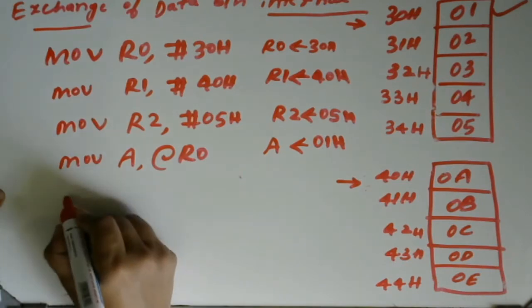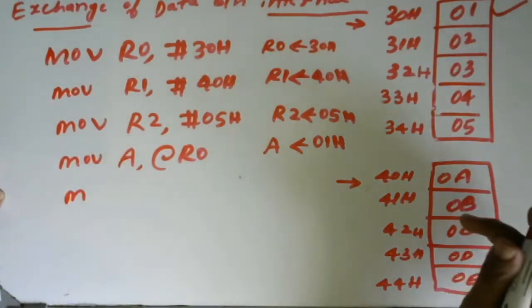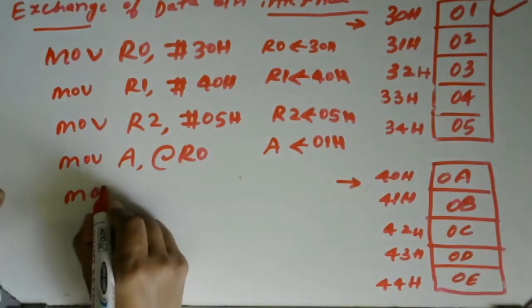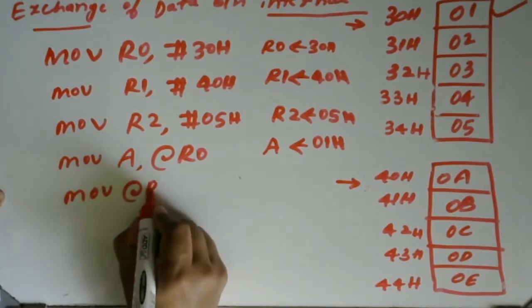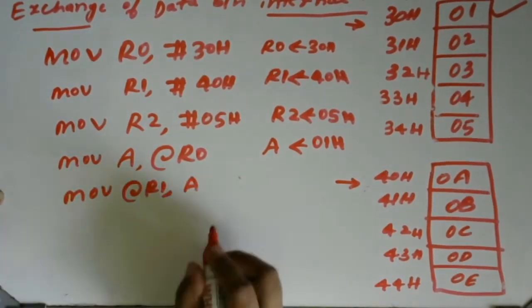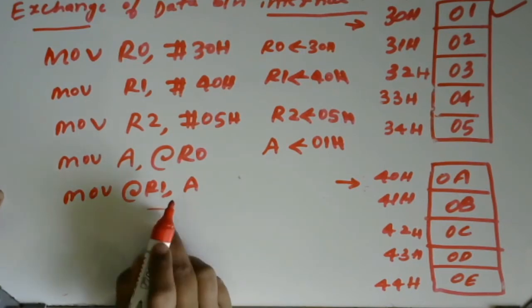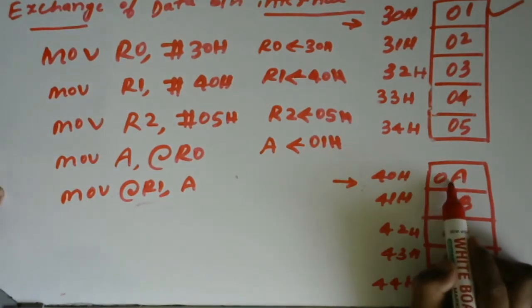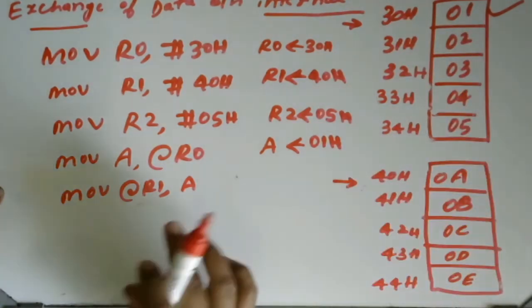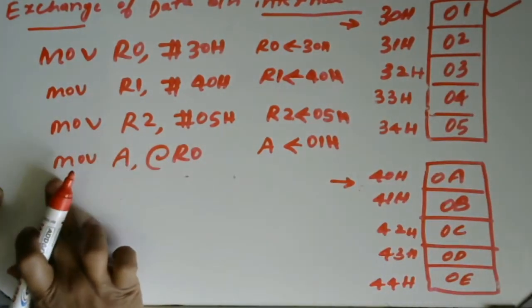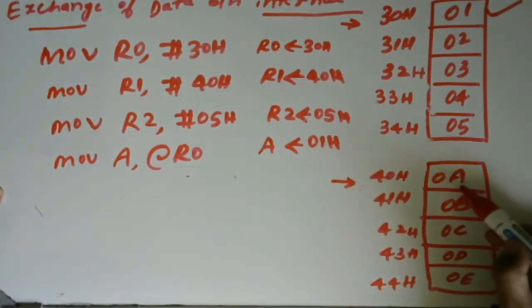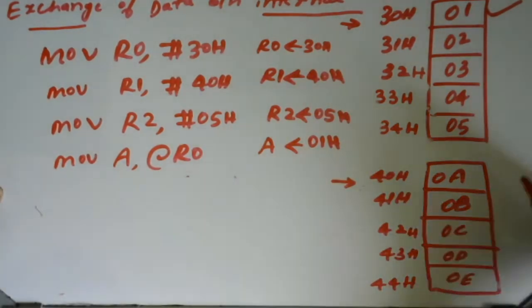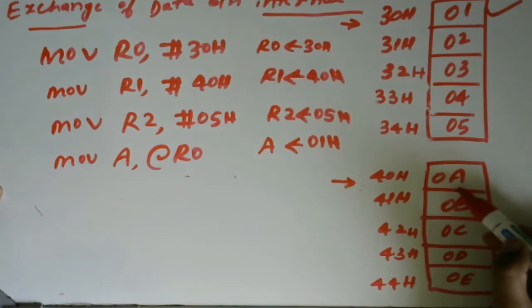Next, for example, if this one should be copied into 40H, I can use MOV @R1, A. But what happens if I use this instruction directly? The data stored in 40H, we lose that data. That should not happen, because we need to copy this 0AH into 30H. So we cannot use this instruction directly. We need to copy this data somewhere else before copying into the 40H location.